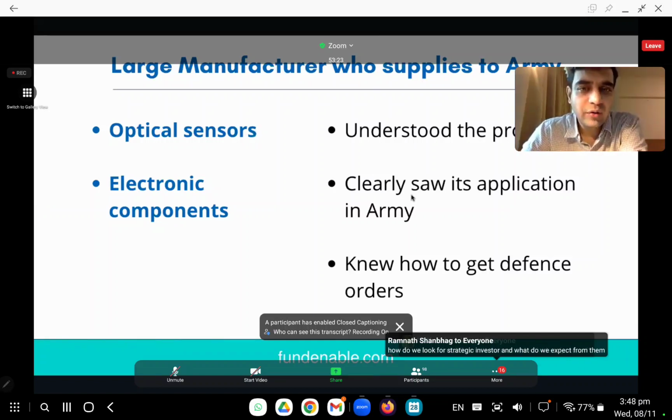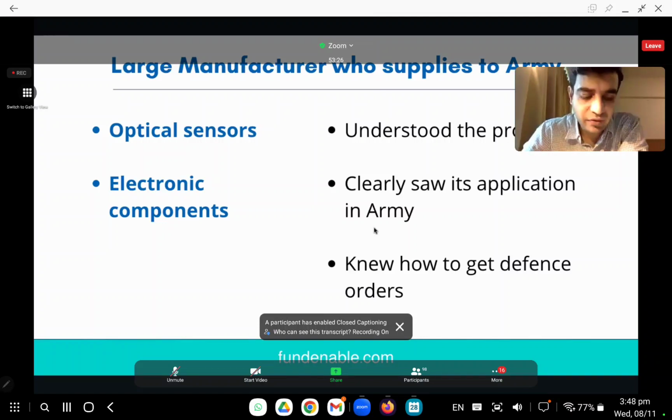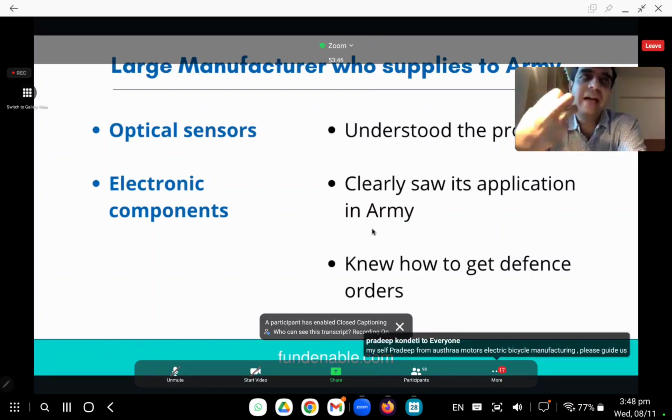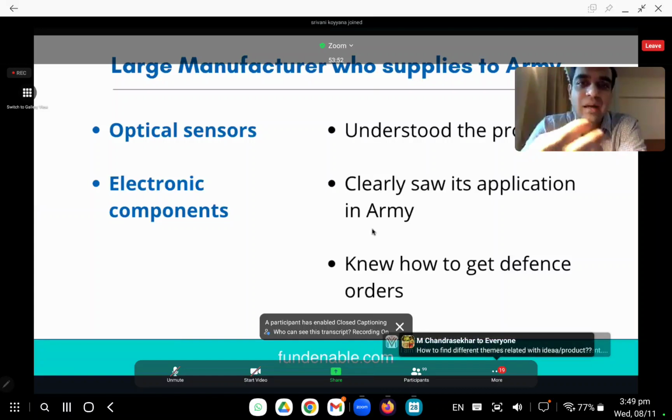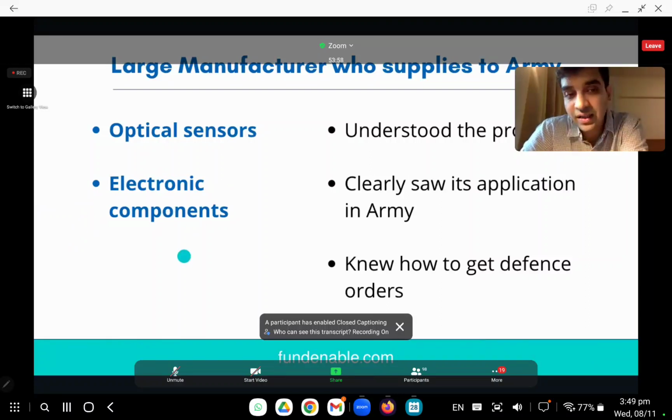How do you look for strategic investors, and what do you expect from them? Okay. So the way you look for strategic investors, like I said, is by trying to identify key themes or fitment themes, right? One example I already gave: this particular company already has my clientele, the target customers that I am going for, right? Or they are already suppliers. The product that I'm going to make requires these components. So there was a very, very perfect fit, right?